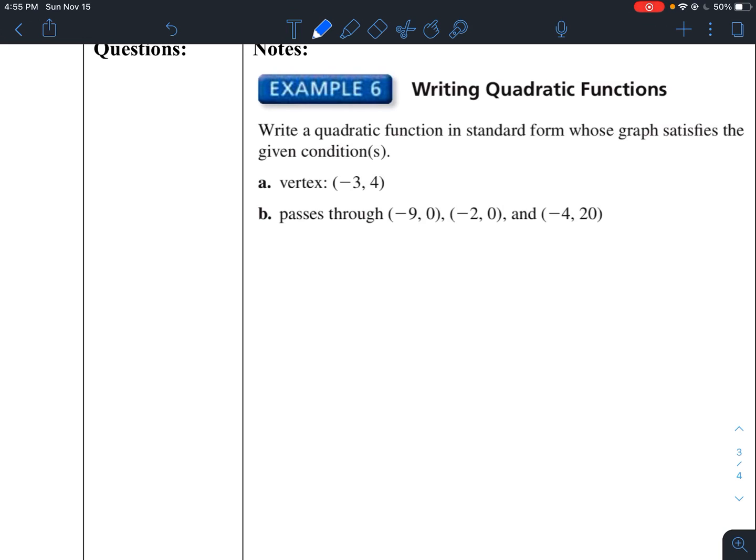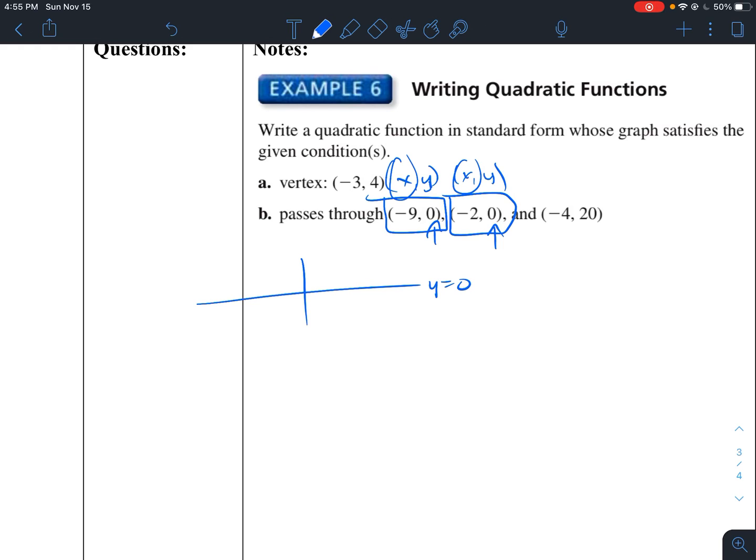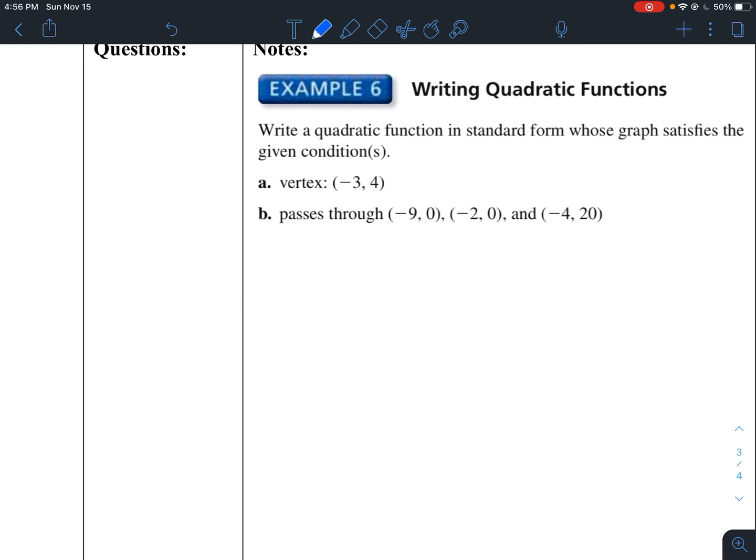You notice that here, remember, these are coordinates of x and y. So you can see that the y is 0 and the x is a value. If y is 0, that means these values right here are your x-intercepts, so at negative 2 and negative 9. So those right there are x-intercepts. So we know that x is equal to negative 9 and x is equal to negative 2.